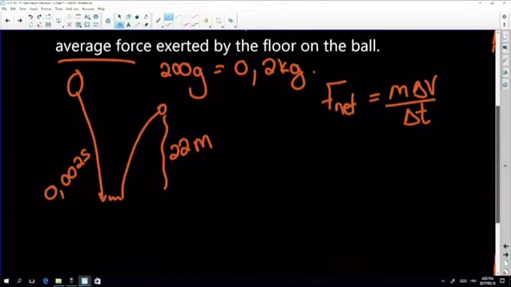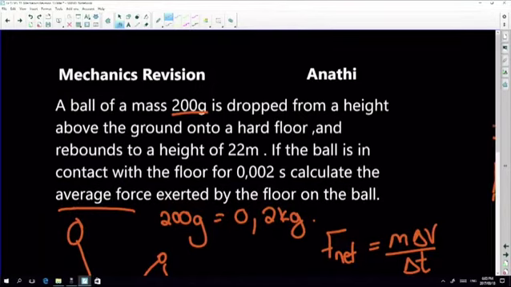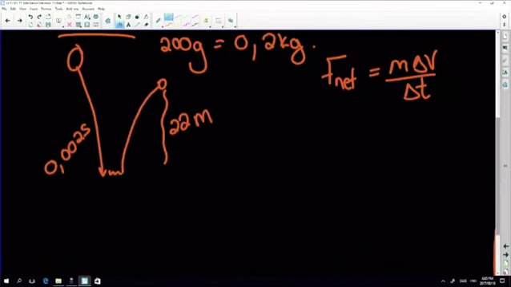We'll carry on as we go. To find m delta v, I need to know the velocity with which the ball hit the ground, so I need to know the velocity it hit the ground with, and I need to know the velocity that it left the ground with, okay? Now, the velocity it left the ground with is easy because I know the height it goes to.